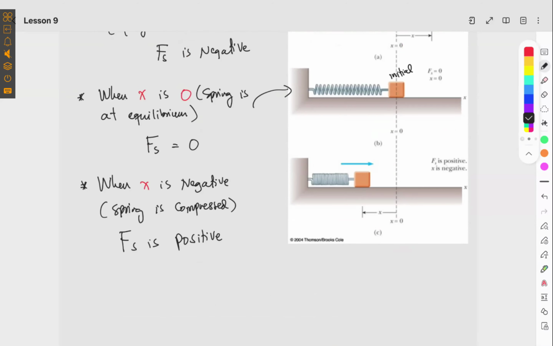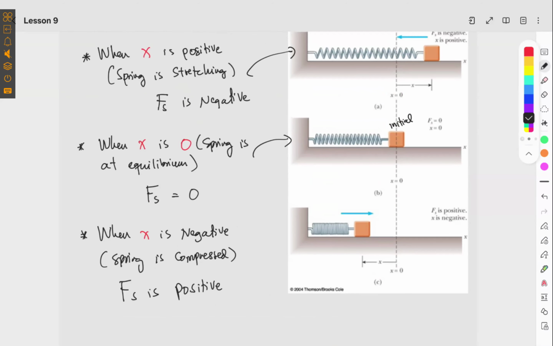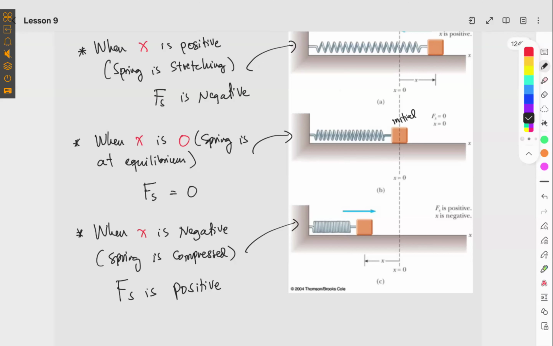None. All right, so you have an initial position, which is this one. When you compress and release, that's correct. So push, it will just be moving back and forth like this.